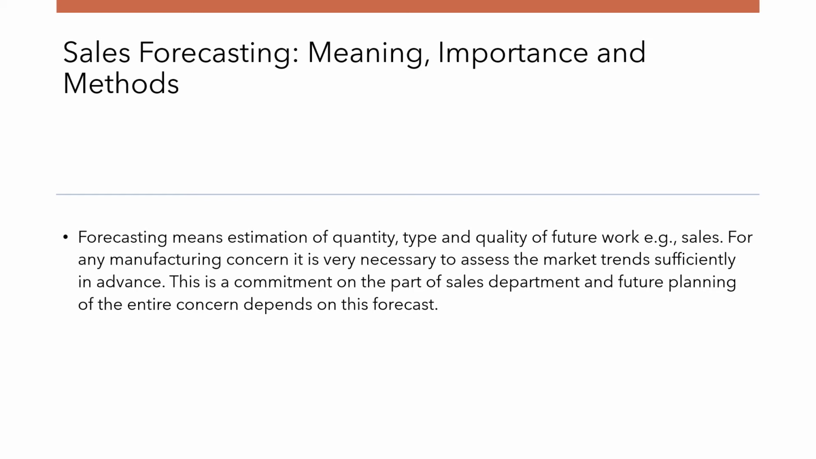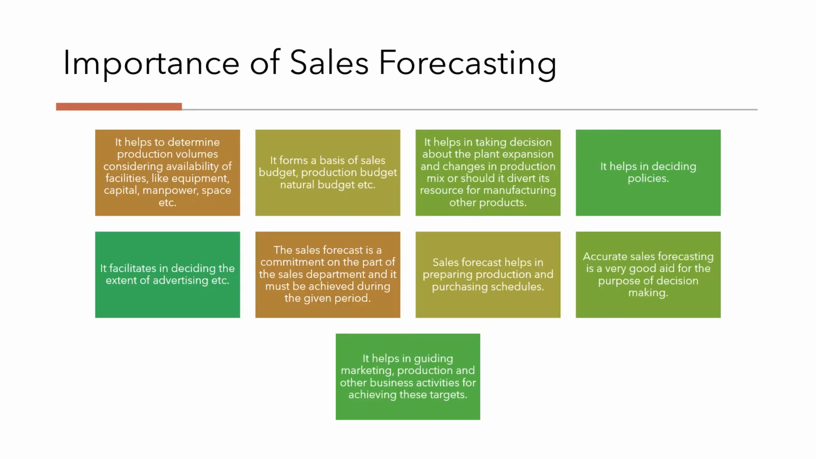We can define sales forecasting as the estimation of type, quantity, and quality of future sales. The goal of the sales department is decided on the basis of this forecast, and this forecast also helps in planning future development of the concern. The sales forecast forms a basis for production targets.